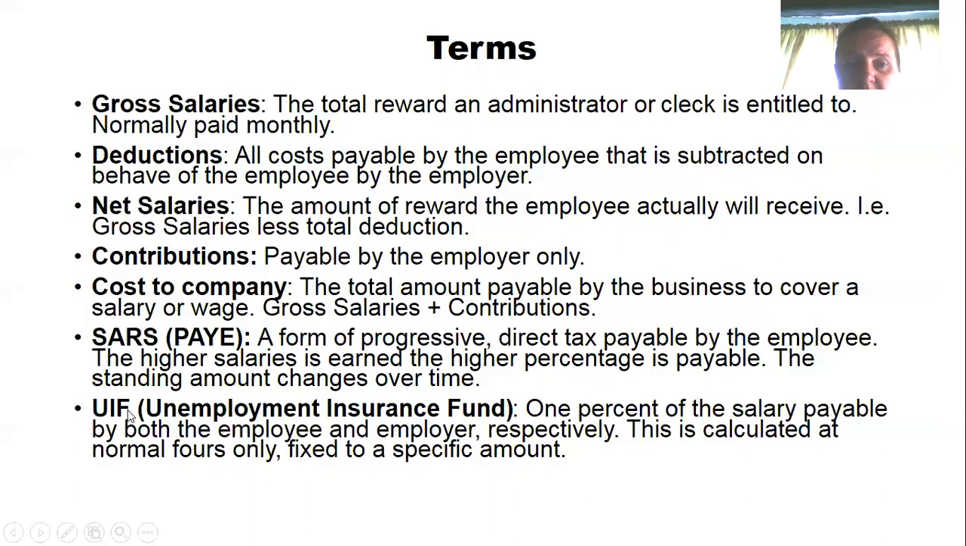Okay? Unemployment Insurance Fund. Everybody that works, I think something like more than 20 hours a week, must contribute, or the employer must contribute to this. So it normally is 1% of the salary earned by the person. The employee needs to give and the employer needs to give respectively. And it changes from type of employment, but normally it is fixed after a specific amount.